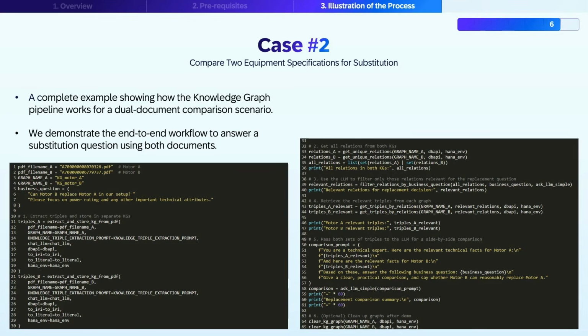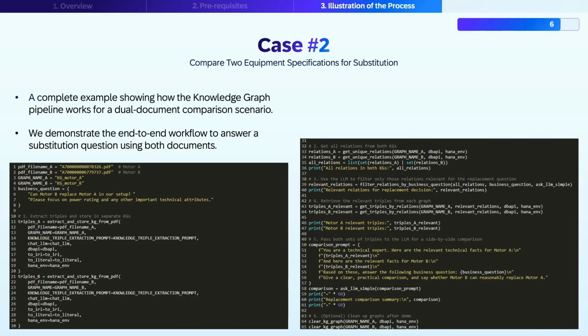This code example shows how the pipeline is adapted to process both documents, one representing motor A and the other representing motor B. We can begin by extracting triples from both PDFs and storing them into two separate graphs, like graph name A and graph name B. Next, we retrieve all relation types and filter only the ones relevant to the business question: Can motor B replace motor A?